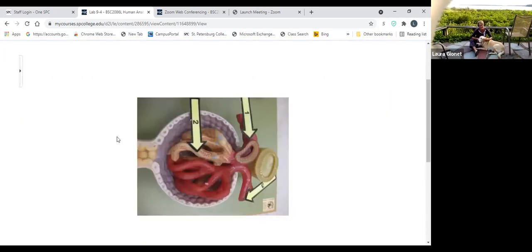Right here, we're looking at a renal corpuscle. Let's just keep it simple. The afferent arteriole is number one, the glomerular capillary is number two, and the efferent arteriole is number three.